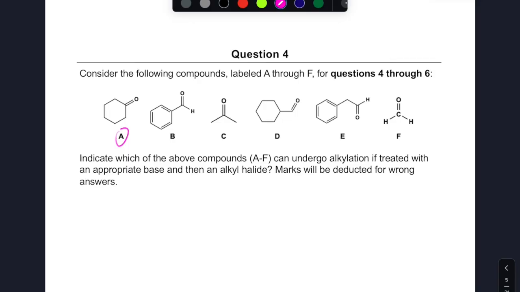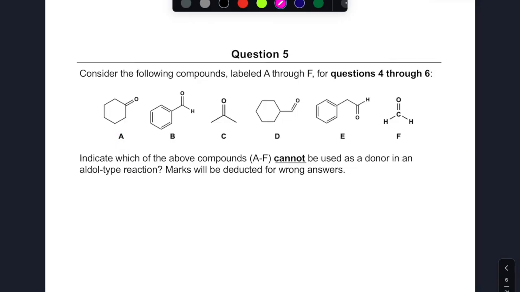For the next one, which of these molecules cannot be used as a donor, which means as a nucleophile in aldol type reactions. Really, that's the opposite of what we talked about in the previous one. If you can alkylate it, that means you can make an enolate. These ones are obligate acceptors. B can only be an acceptor, as is F. It's only an acceptor. These cannot be used as donors, which also means they cannot be used to make enolates.